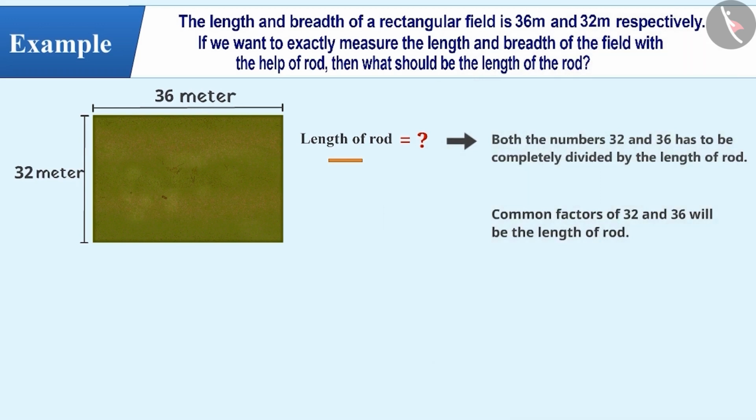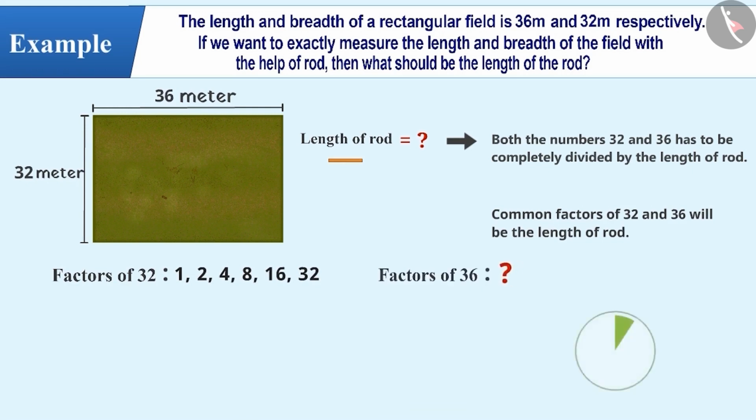Let's find the factors of 32 and 36. The factors of 32 are 1, 2, 4, 8, 16 and 32. Similarly, can you find the factors of 36? Think about it. You got it right. The factors of 36 are 1, 2, 3, 4, 6, 9, 12, 18 and 36.